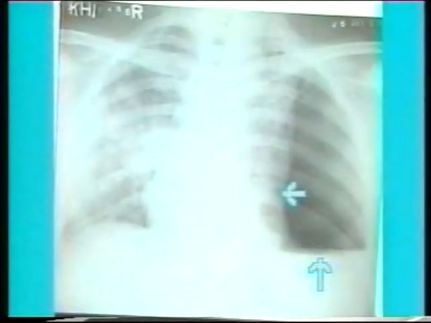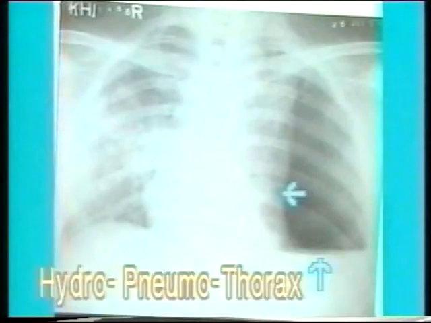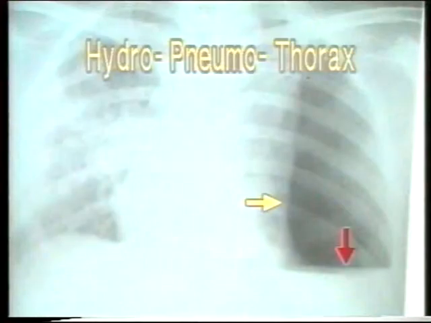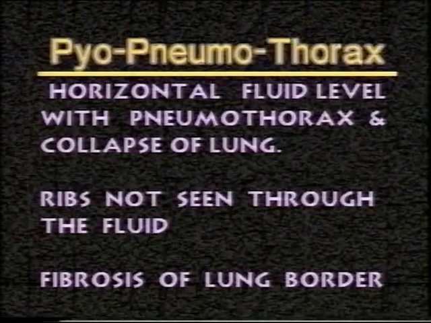This is another X-ray showing hydropneumothorax on the left side. Note the fluid level, the air above it, and the collapsed lung. In the close-up view, the red arrow shows the fluid level and the yellow arrow shows the collapsed lung border. Whenever there is a horizontal fluid level with pneumothorax and lung collapse, it is a hydropneumothorax or a pyopneumothorax.